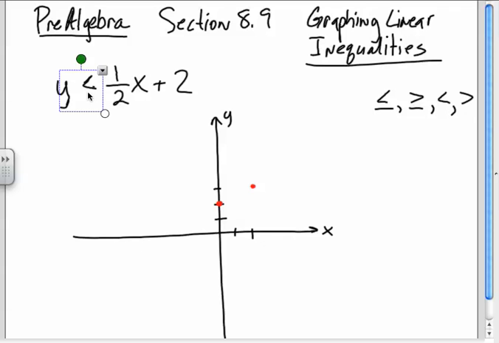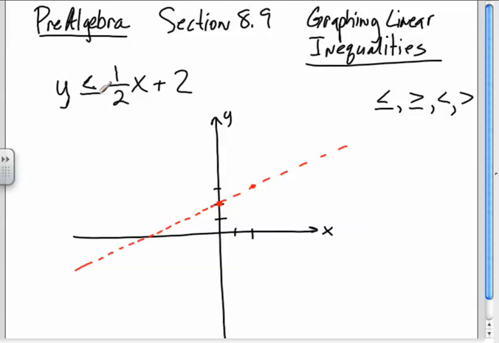Now this one says it's less than 1/2 x plus 2. What that means is that it can't equal the line. This boundary line we're going to draw as a dotted line. And we know that all of the solutions are going to be less than that line. It can't actually be a point on the line because it doesn't say equal to. Now we'll see some later where, if this said equal to, then that means it can be the line, that there are points on the line that would solve this inequality as well.